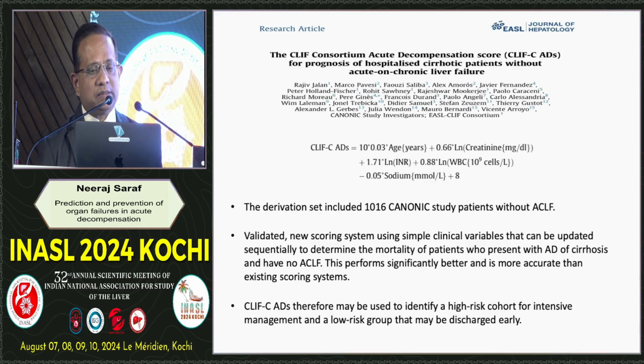Subsequently, the same group came out with a score which predicted organ failure in patients with acute decompensation. So this was the CLIF-C AD score. And again, the derivation set included almost 1,000 patients from the CANONIC study. And this validated a new scoring system using simple clinical variables that can be updated to determine the mortality of patients who present with acute decompensation but have no ACLF.